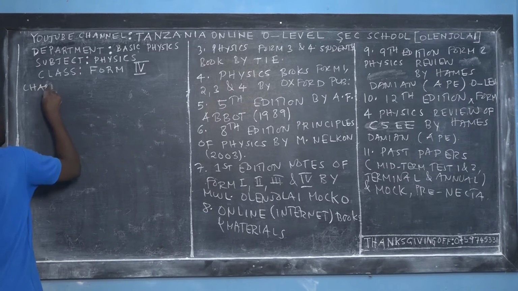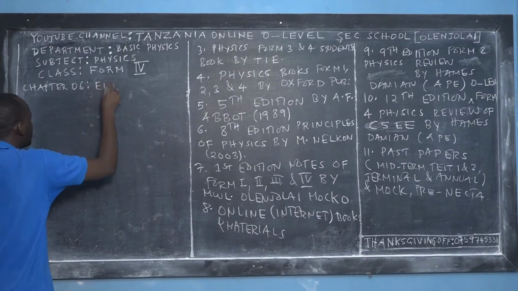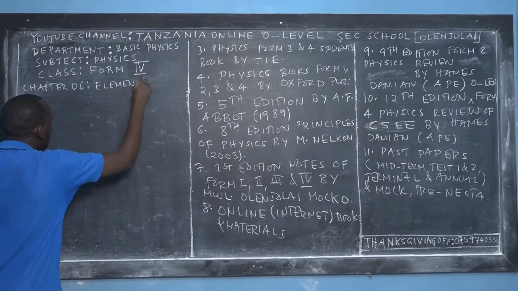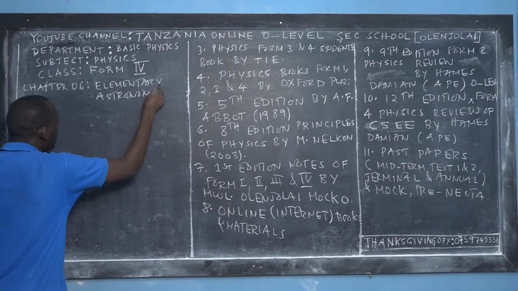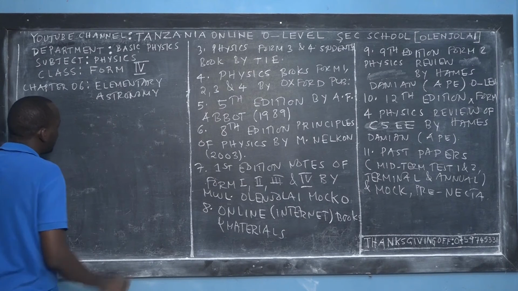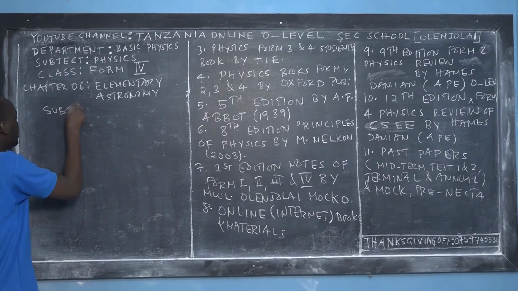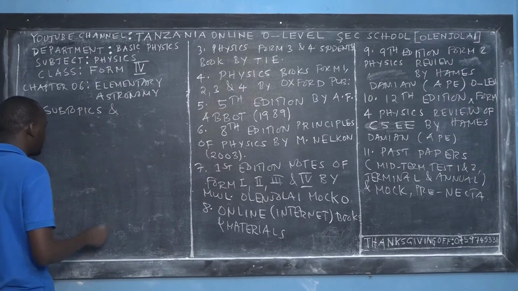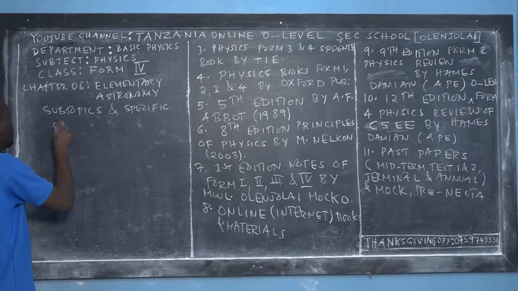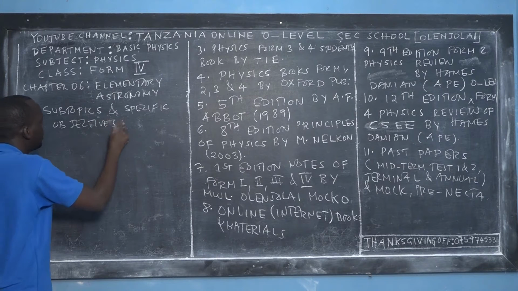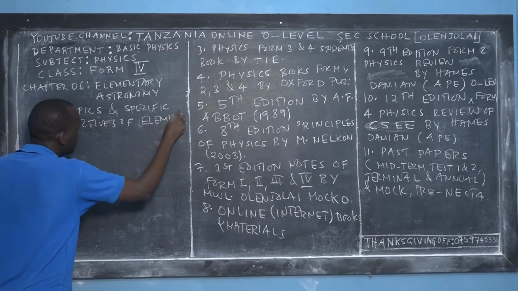This is chapter, or we call it topic, chapter 6, and the topic is called elementary astronomy. Say with me, elementary astronomy. So I'll be teaching you the 6th chapter, which is called elementary astronomy. After mentioning the topic that I'll be teaching you today, let us see the subtopics and specific objectives of elementary astronomy.